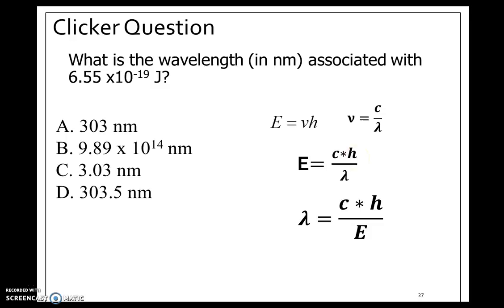Now, all of those are already in the needed units, so we can just plug and chug. C and H are constants. E we have here. Keep the positive and negative exponents and pay attention to those and make sure you don't mess those up because you'll get a really weird number. So when we plug in, we get a wavelength in meters. But the question's asking the wavelength in nanometers.